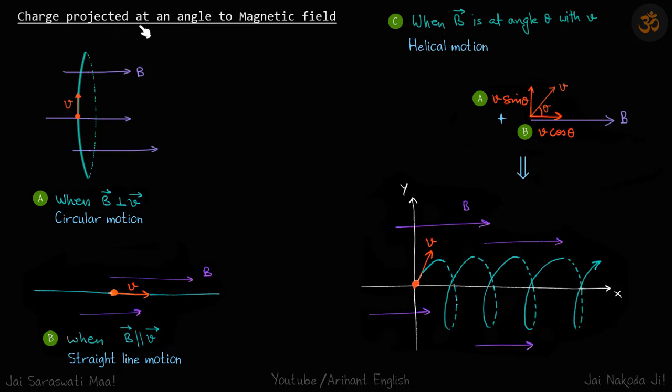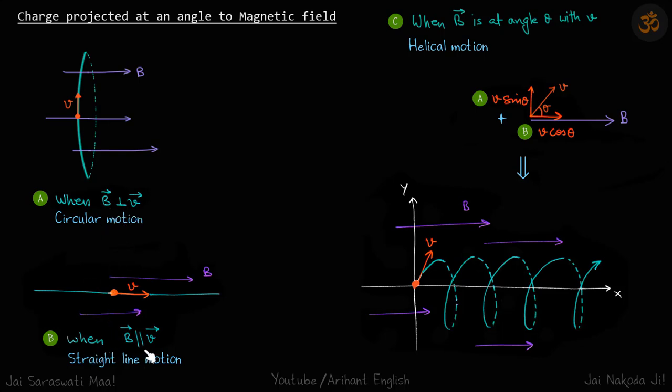Charge projected at an angle to magnetic field. So we have already seen that if a particle is projected perpendicular to magnetic field, it completes the circle. So in this case, if B is towards right, it will go like this, go into the plane, complete the circle, come out of the plane and keep rotating in a circle like this. When B is perpendicular to V, it's circular motion.